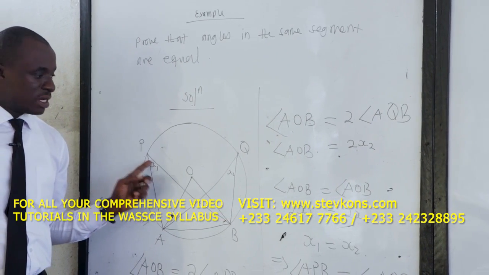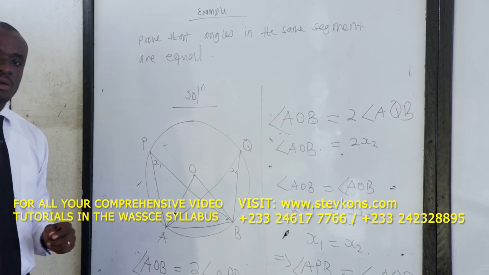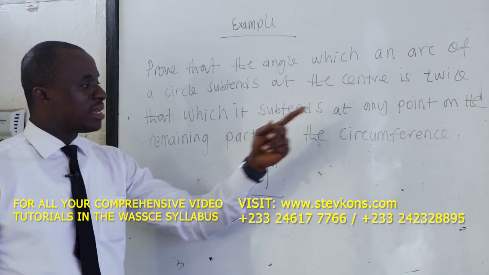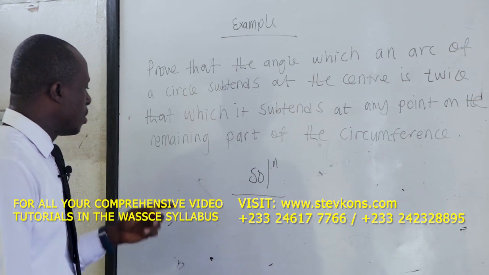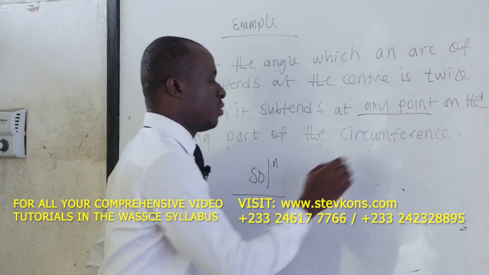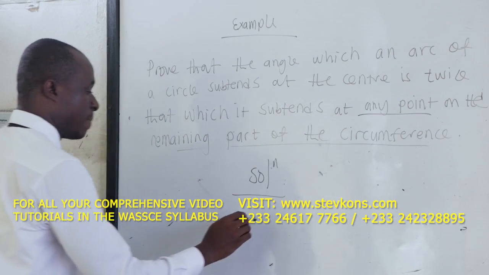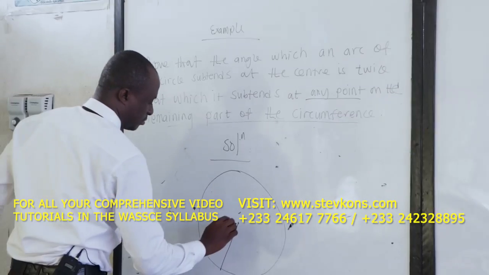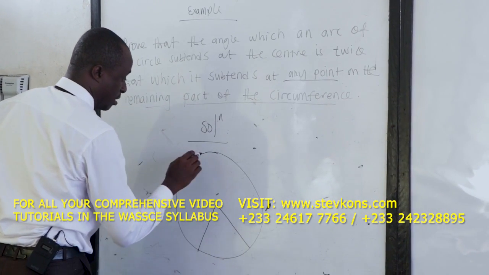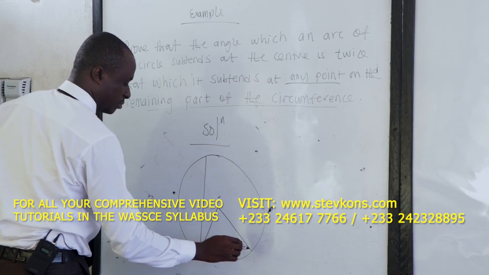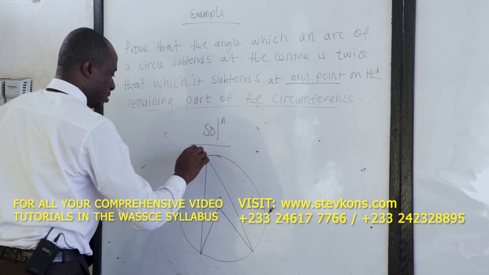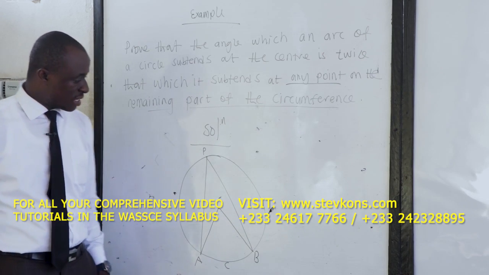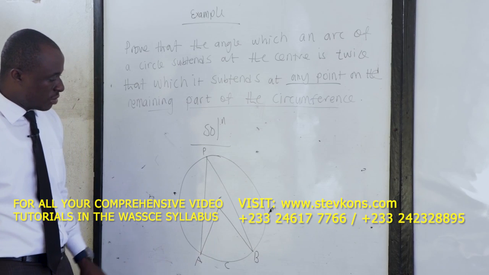So angles in the same segment at the circumference are equal. Now let's see this passage. It says: prove that the angle which an arc of a circle subtends at the center is twice that which it subtends at any point on the remaining part of the circumference. So let's consider a circle with center, and let's say this is P. Now ACB is the arc of the circle.